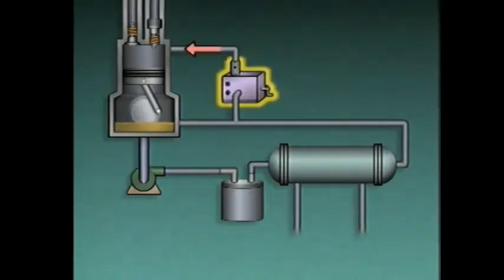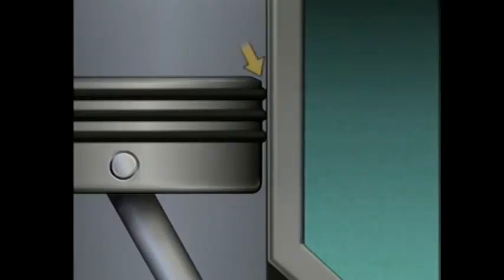The oiler supplies a small amount of oil to the compressor cylinder. In the cylinder, piston rings are used to maintain a seal between the piston and the cylinder. The oil lubricates the piston rings and helps seal the space between the cylinder wall and the rings.